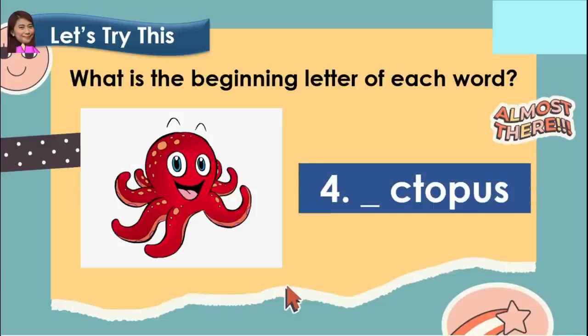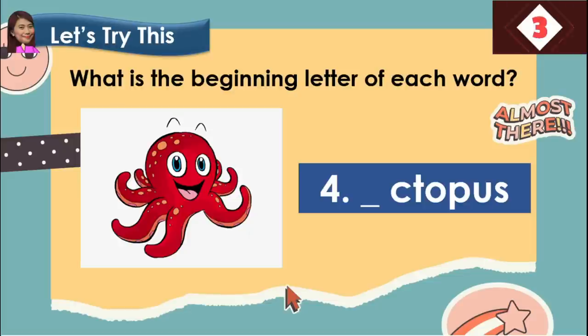Number four. What is the beginning letter of the word octopus? Octopus. Type now your answer in the comment box. And the beginning letter of the word octopus is O. Octopus.